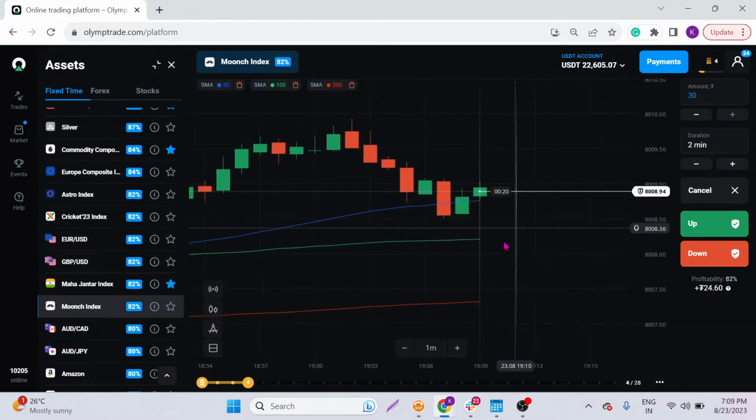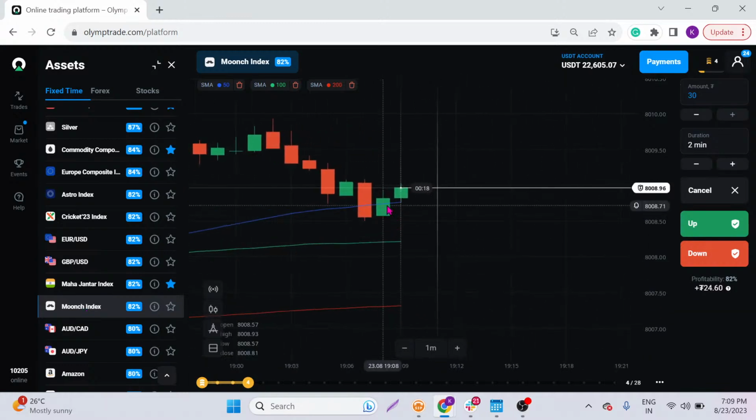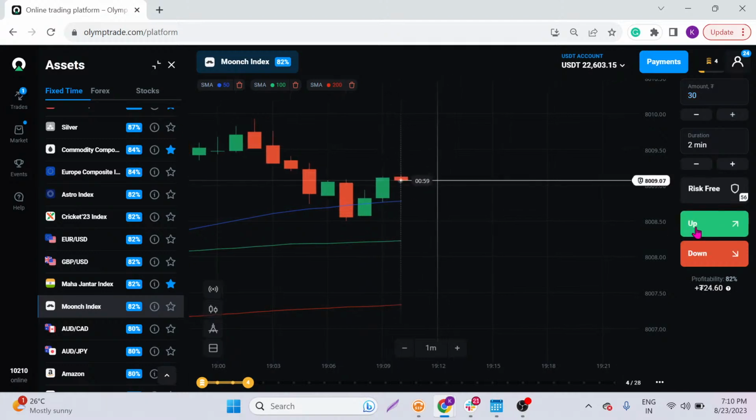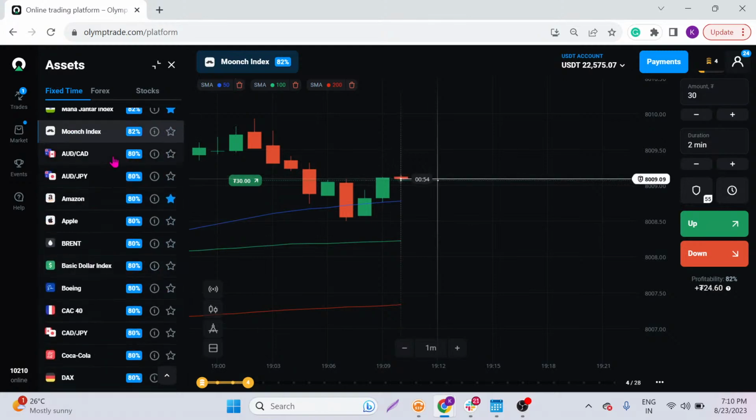Okay, here we have a signal, guys. If you see the SMA 50, the candle crossed over the SMA 50 and now it's starting to rise. So we might have a signal here and we can make a trade in the upward direction. Now there's no harm because we are using our risk-free deal, so we can certainly try it. After this candle ends, we can make an upward trade. Now yes, SMA 50 is not a very strong signal, but we can still make a trade and see how it goes. So let's find some other assets.